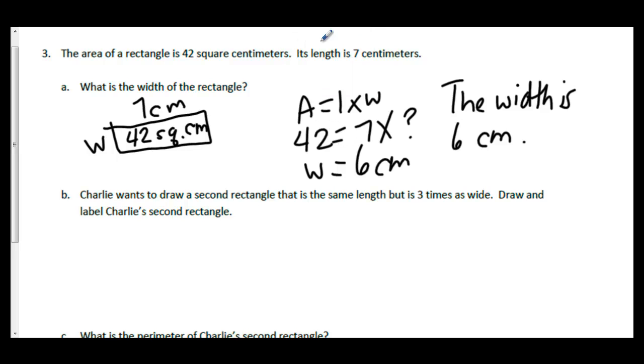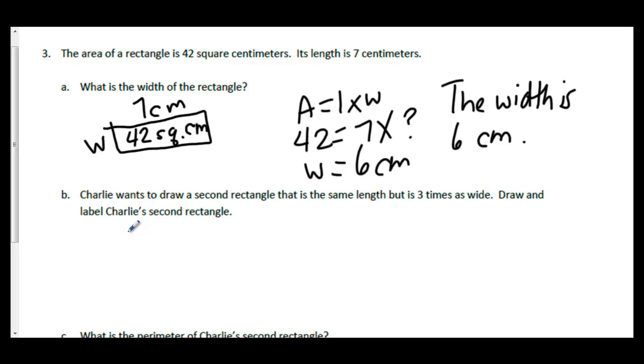Okay, so Charlie wants to draw a second rectangle that is the same length but is 3 times as wide. Draw and label Charlie's second rectangle. So I'm going to assume that when it says 3 times as wide, it means 3 times as wide as the length, not 3 times as wide as his original rectangle.